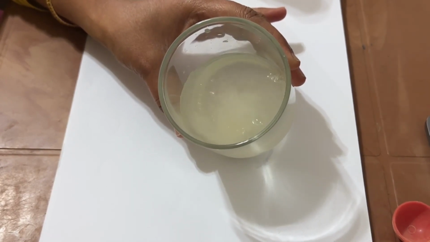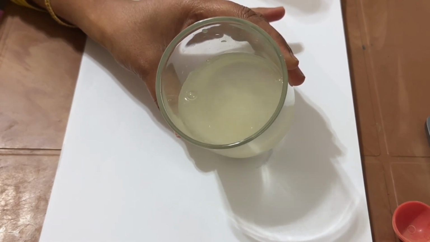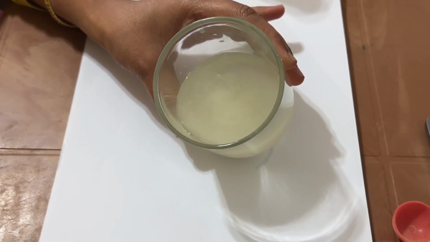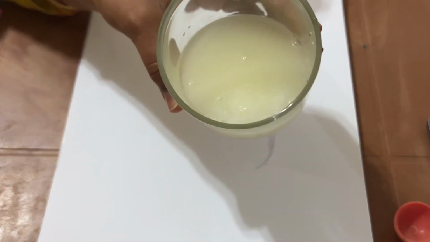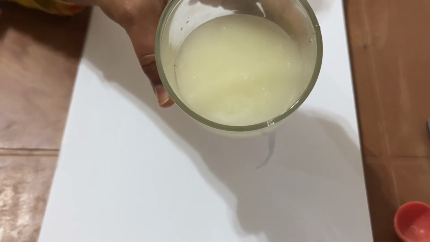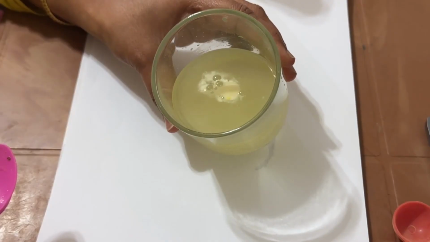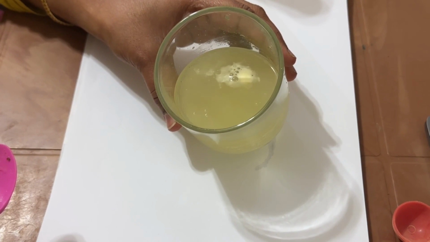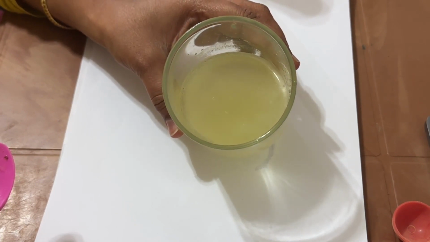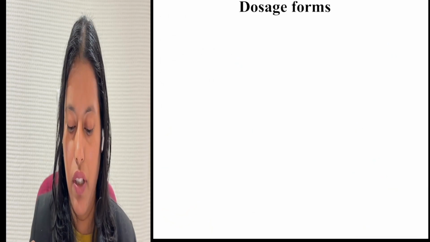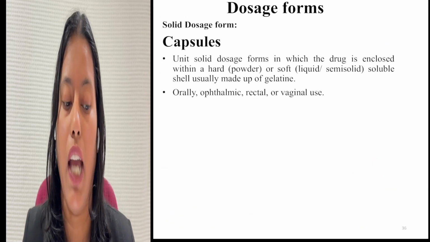Effervescent tablets are made up of acids, citric acid, tartaric acid, and the bicarbonate. So when you add them in water, they dissolve by liberating carbon dioxide. You can see the tablet size is reduced and it is completely dissolved in water, and now you can take this solution.